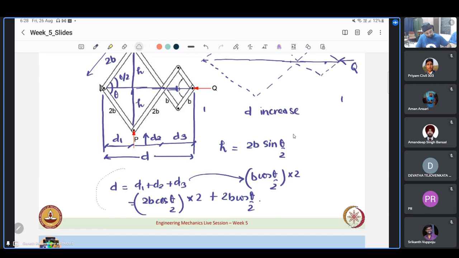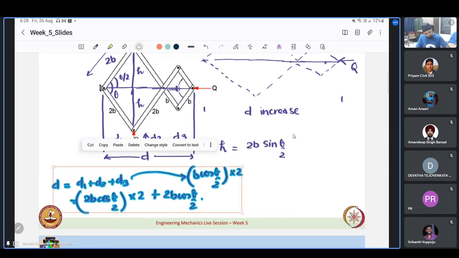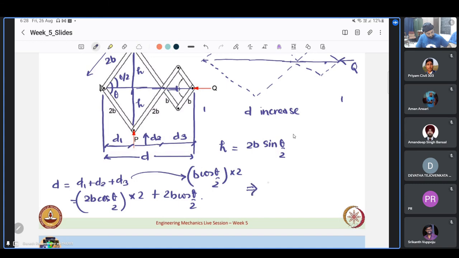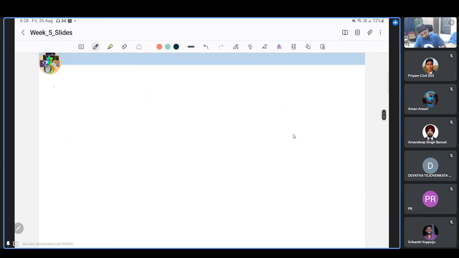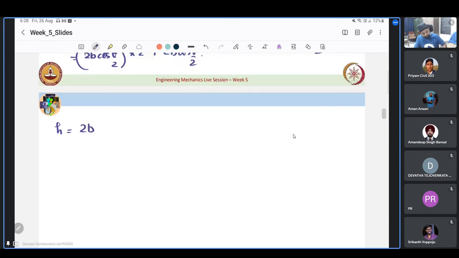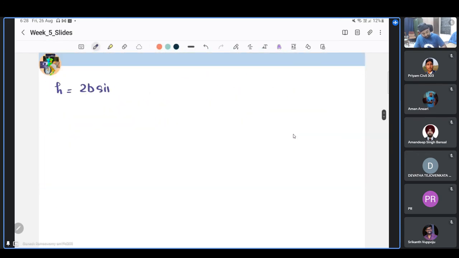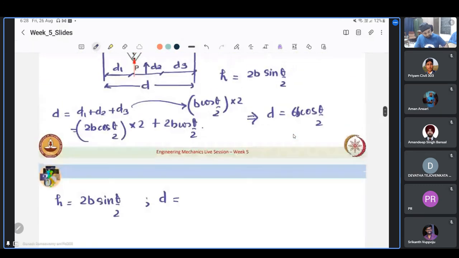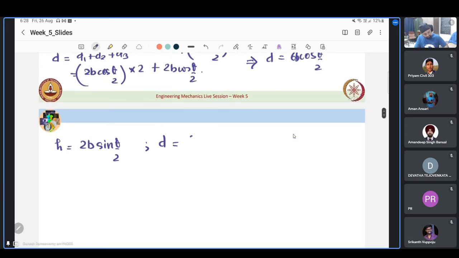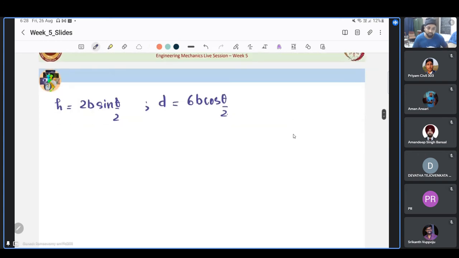So from here we are able to see that in total d comes out to be 6b cos theta by 2. Okay, so now we have got h as 2b sin theta by 2 and d we have got as 6b cos theta by 2. Now we have the relations.